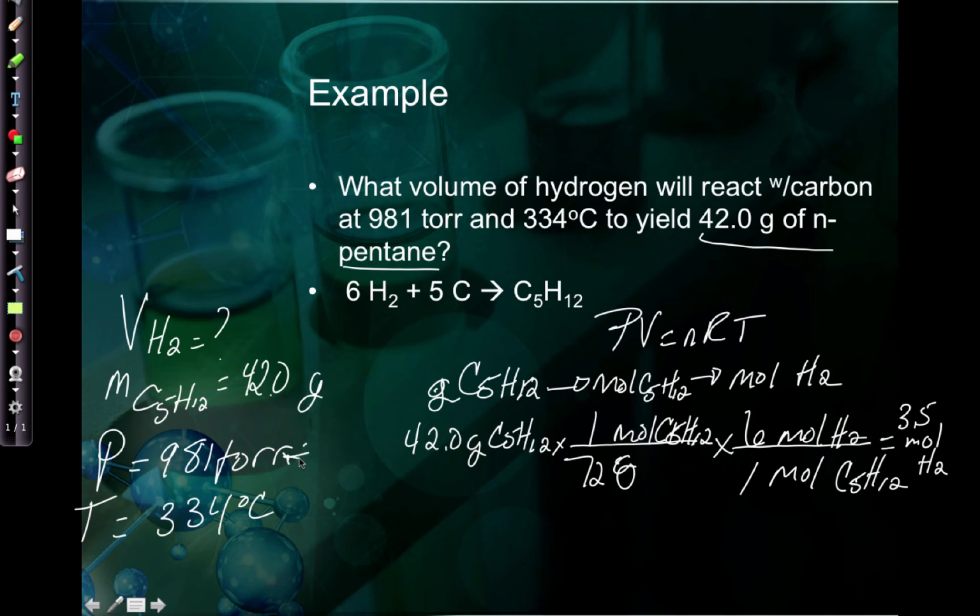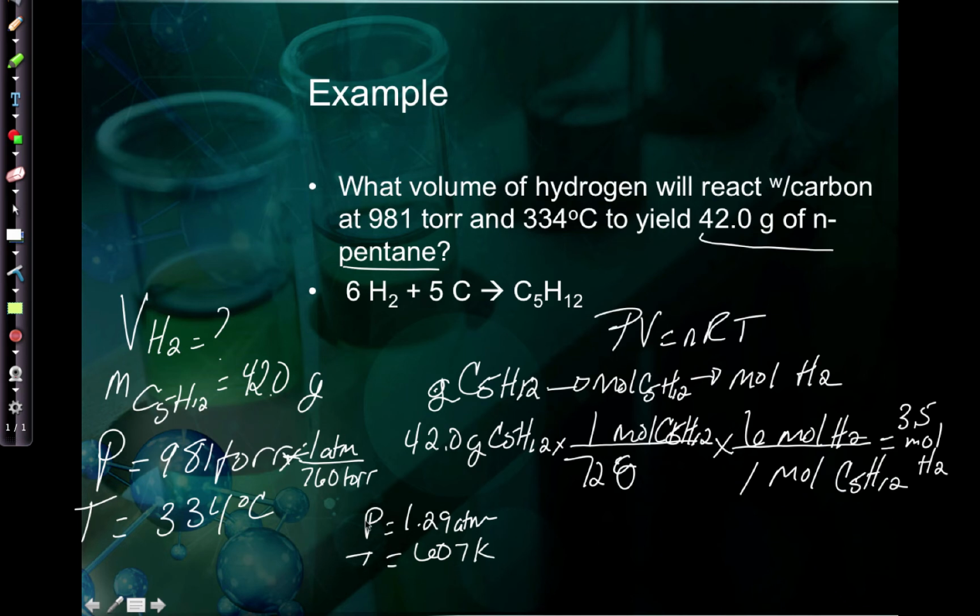So if I convert this, 1 atm is equal to 760 torr. So my pressure is equal to 1.29 atm. And my temperature, if I add 273 to 334, that's going to give me 607 Kelvin.